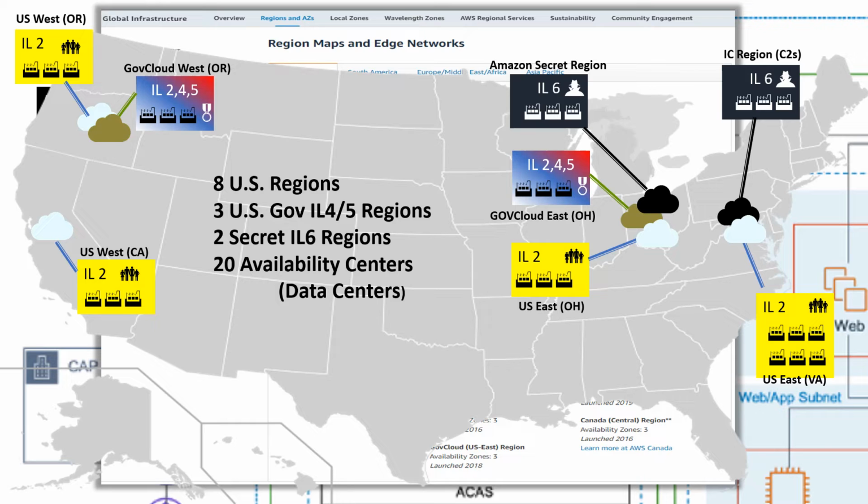Most of the regions throughout the United States have 3 availability zones. However, the U.S. East region in Virginia has 6. There are 3 types of regions represented in this diagram: public regions in yellow, which can be used for IL2 applications. The red, white, and blue regions are GovCloud regions, these are located in Ohio and in Oregon. And the black regions located in Virginia and Ohio, these are classified regions.